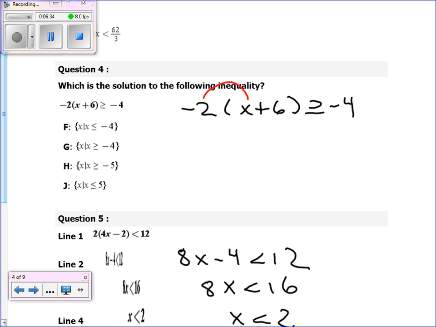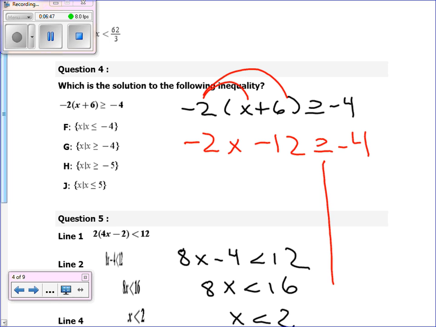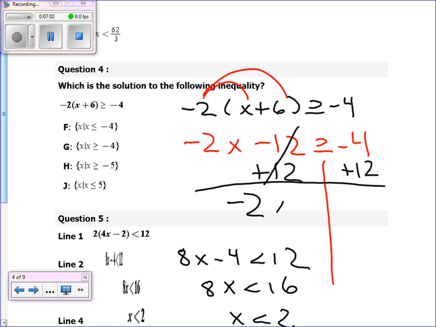So negative 2 times x is negative 2x. Negative 2 times positive 6 is negative 12. And we're going to add 12 to both sides. At this point, everyone should be an expert. This is our 4th question on solving inequalities. So we have negative 2x is greater than or equal to 8.